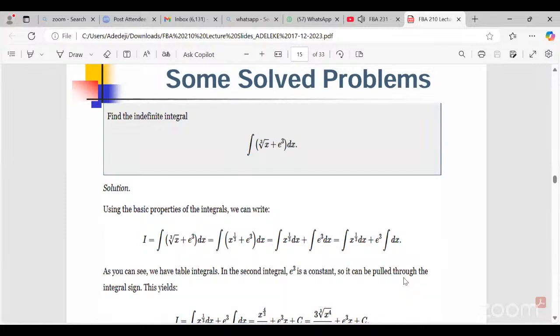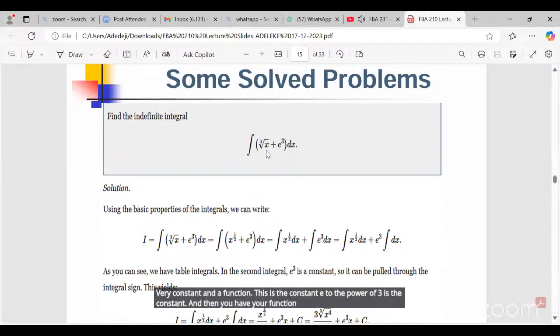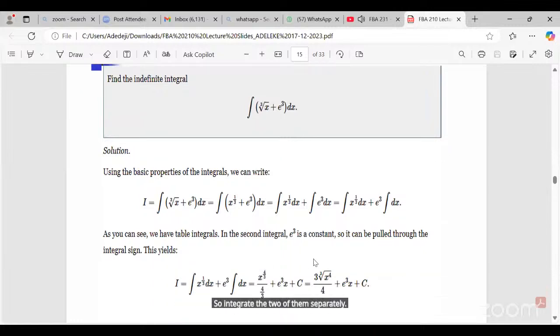So, and that same rule applies: if you have a as a constant, if you integrate a, you end up getting ax plus c. So the same thing applies here. We have two terms there. We have a constant and a function. This is the constant. E to the power of 3 is the constant. And then you have a function, which is x to the power of 1 all over 3. So integrate the two of them separately. And of course, you arrive at the answer as indicated here.